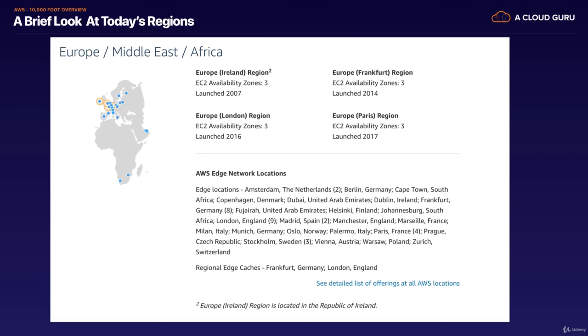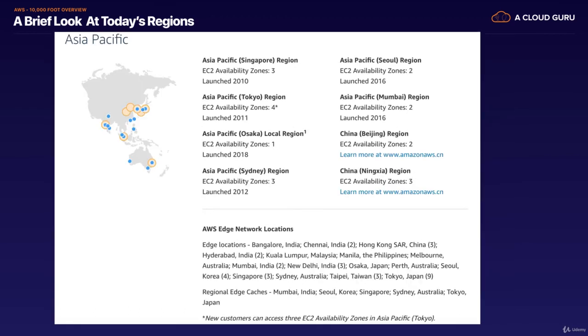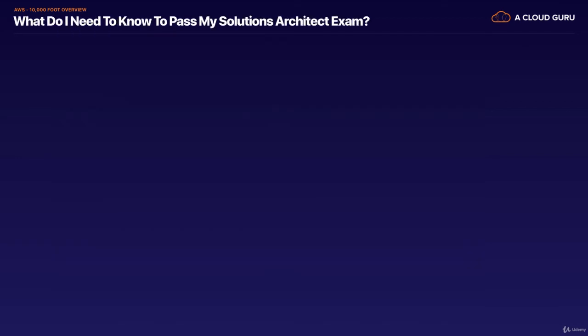We've got a whole bunch of new regions that are coming in EMEA. So we've got regions in Cape Town, in Sweden, in Italy, that are all coming online as well. And then we have a whole bunch of different edge locations there. In APAC, we've got the Singapore region, the Tokyo region, Osaka region, Sydney region, Seoul region, Mumbai region, Beijing region, and the Ningxia region. And then we've got a whole bunch of different edge locations as well.